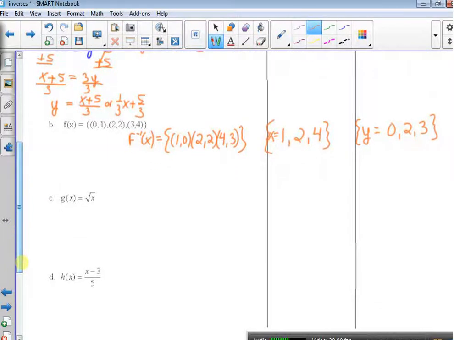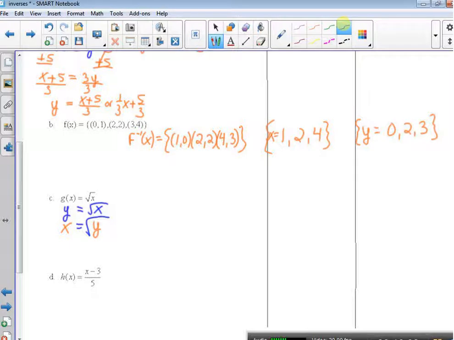Next one, g of x equals radical x. So for this one, I'm going to, first of all, convert the g of x to y equals the square root of x. Remember, that's just notation. And then I'm going to switch the x and y. So I'm going to write the x there, the y there, keeping everything else intact. Now I need to solve for y. Now, remember, we'll talk about that in a second. So I'm going to solve for y.